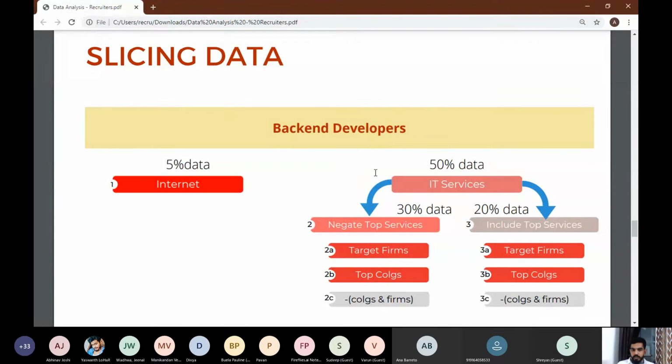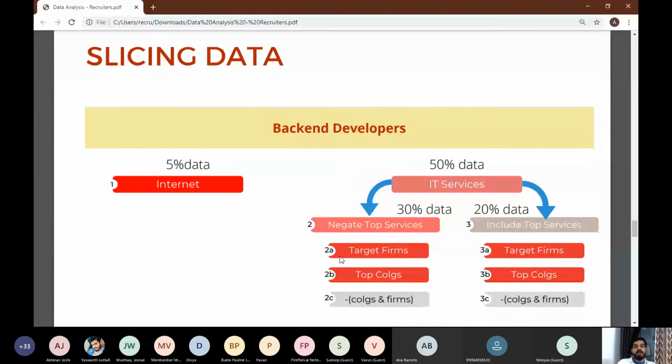Once you're done with it, you can move to top colleges. In this case, what will you do? You will minus the target firms you used in 2A. Let's say, for example, you used 10 target firms: minus them and include the top colleges, IIT, NIT, or BITS, whatever. Put that in, and do not negate the Walmart, Amazon, or whatever you used as target firms in 2A. So then what happens?